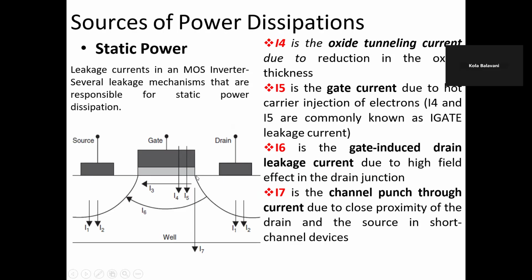And coming to I6, gate induced drain leakage. This is also occurring due to the drain junction. It occurs between the gate and drain. And the final one is the channel punch through. This is I7. This depends upon the closeness of source and drain. And majorly we observe this I7 in short channel devices. So these are the different types of leakage currents present in the static power dissipation.